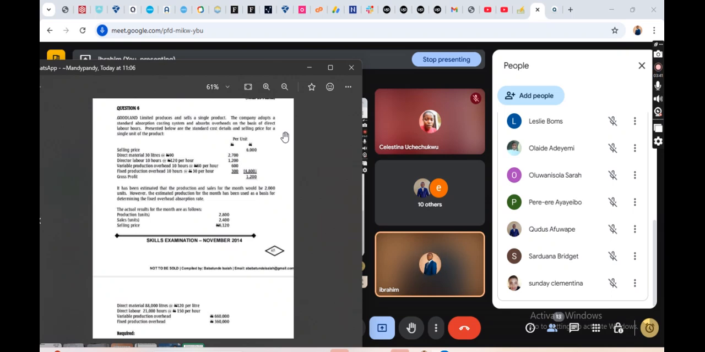But my take here is that in your reconciliation, if the question is on marginal costing, you start with projected contribution. If it is absorption costing, you start with what? The budgeted profit, right? Because it is based on absorption costing.